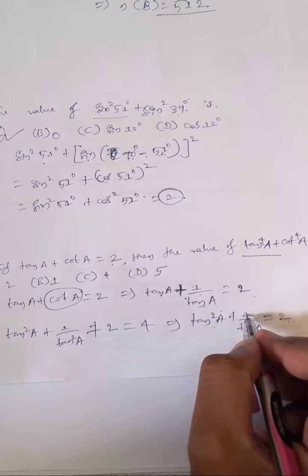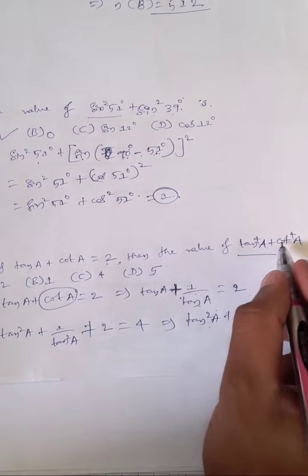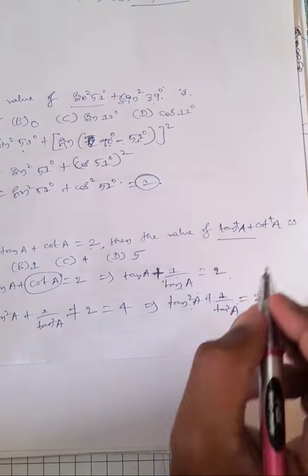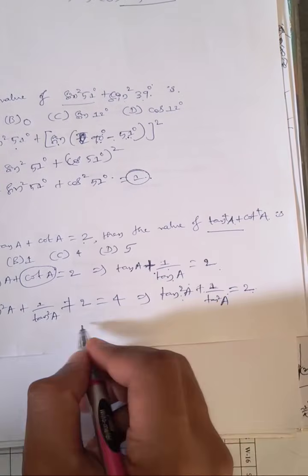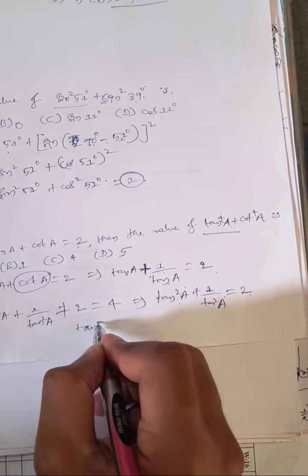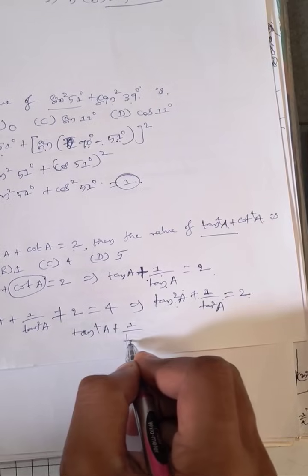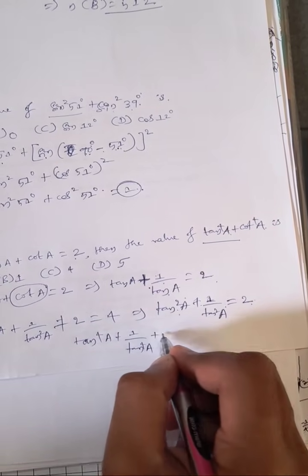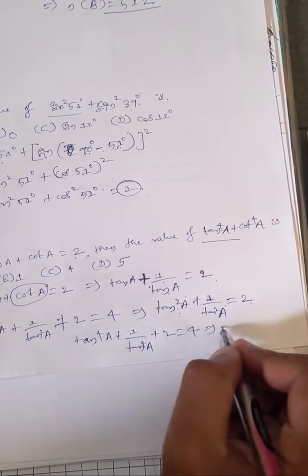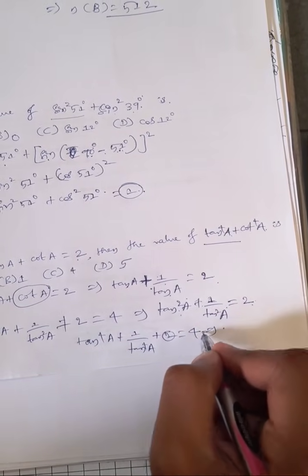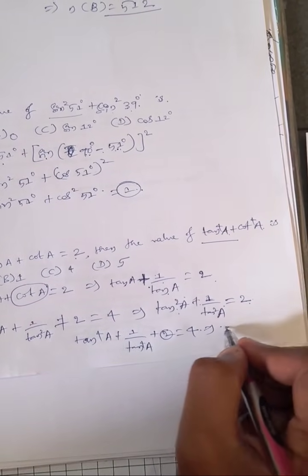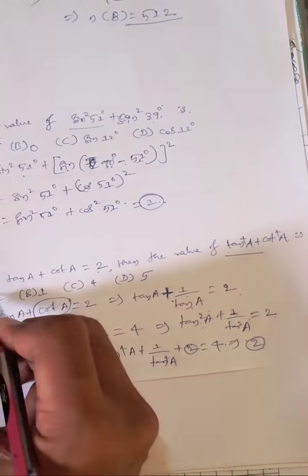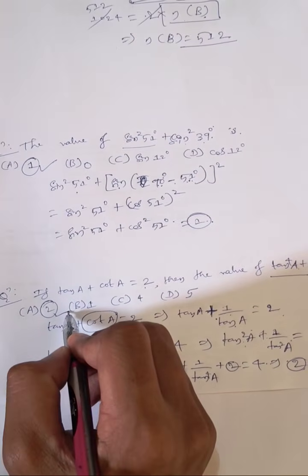Now we need to find the value of tan raised to 4A plus cot raised to 4A. So again squaring both sides of this equation, we get tan raised to 4A plus 1 by tan raised to 4A plus 2 equals 4. If you take this plus 2 to the RHS, this becomes 2. So the answer is 2. That is the correct option. Is it clear, students? Okay.